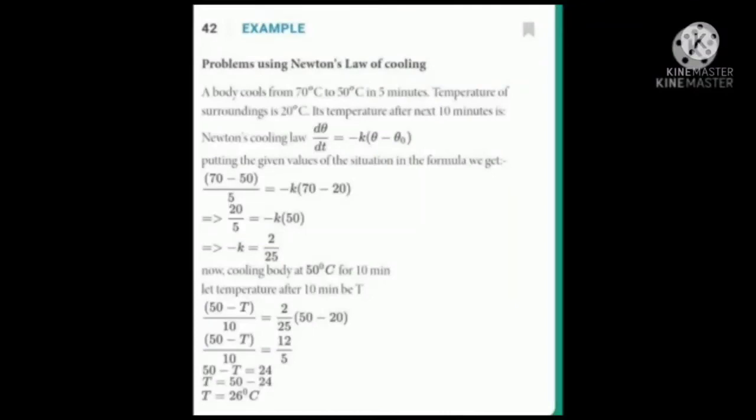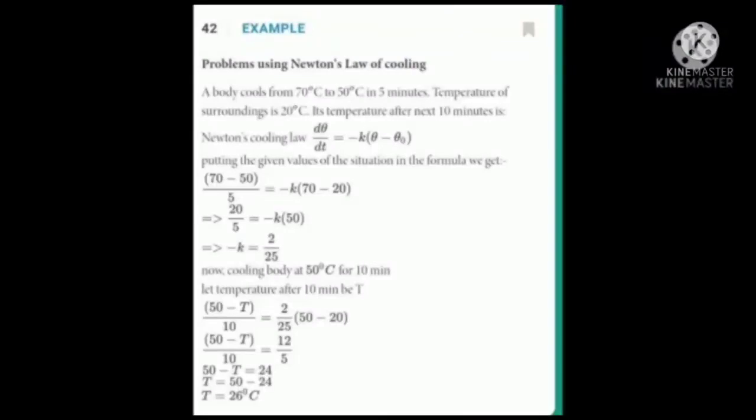Thank you. Now we shall see a problem for Newton's law of cooling. A body cools from 70 degrees Celsius to 50 degrees Celsius in 5 minutes. The temperature of the surroundings is 20 degrees Celsius. Its temperature after the next 10 minutes is?